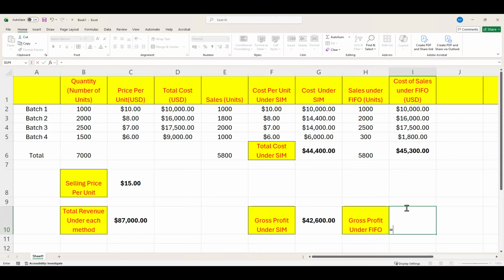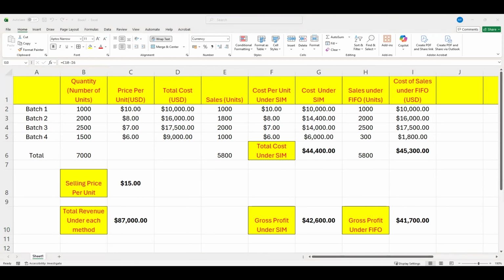C10 minus I6. Perfect. So C10 is the same. Total revenue is not changing, absolutely correct, because these methods are not affecting your revenue at all, right? So revenue minus cost of sales under FIFO, which is I6. Perfect. So this is actually 41,700.